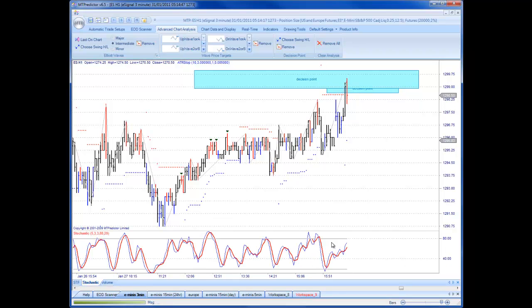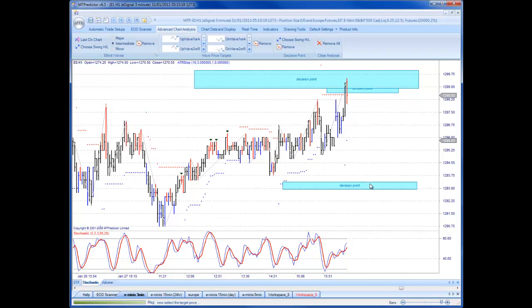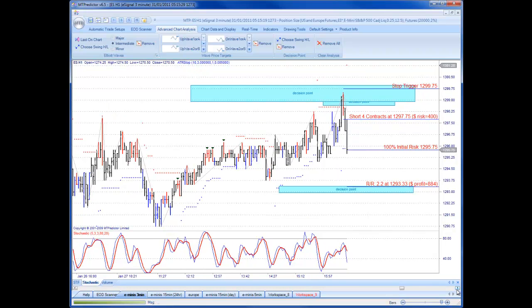We look at the stochastic, there's also a very prominent divergence coming in here as well. All of this indicates that this is probably going to make an important high. Our first target would be our DP off this low. So our first target for the trade would be, if I put the risk reward on, a nice 2.2R profit. So let's see what happens as the market unfolds.